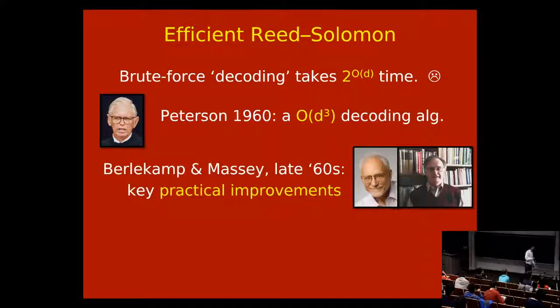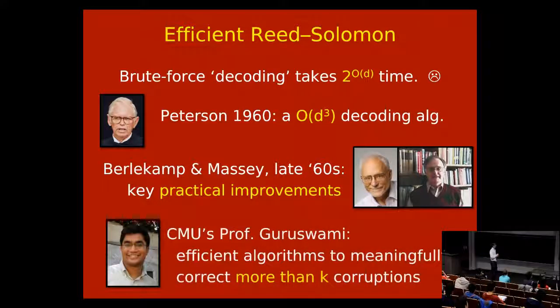And that was cool. And then actually, d cubed is not so practical, but Berlekamp and Massey made a lot of practical improvements and made it really practical. And indeed, this Reed-Solomon coding scheme is very, very practical. And also, if you ever see this guy in the hall, you can give him a high five. He taught 251 last semester. He works on a lot of this stuff, and he actually, in some sense, developed some efficient algorithms that can correct more than k corruptions, even with the same amount of redundancy, which what I said is actually impossible, but he figured out a different way to get around it and did some cool stuff.